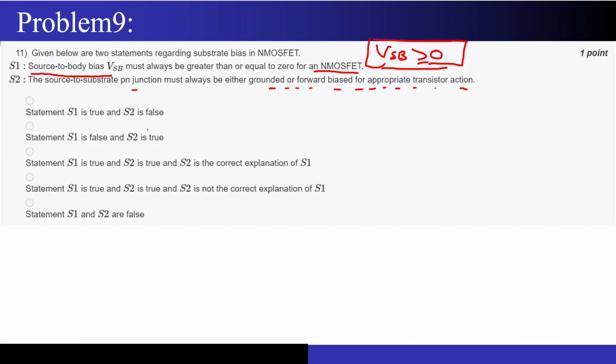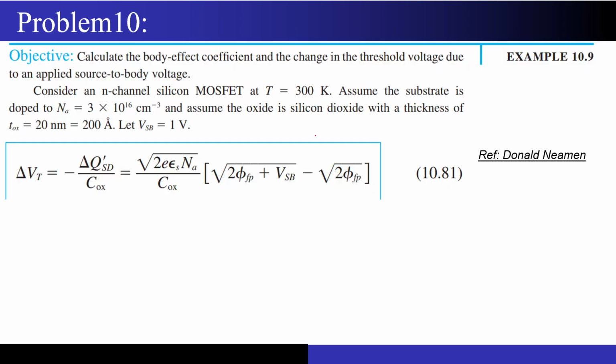Now let's go to the question. The source to substrate PN junction must always be either grounded or forward bias. See, this is a very wrong statement, right? This is a completely wrong statement. So S2 is a wrong statement. What about S1? Source to body VSB has to be always positive. Now this is a correct statement, right? So my S1 is a correct statement and S2 is a wrong statement, right? So the answer will be S1 is correct but S2 is false, right? I hope a very easy question, right? So you just need to have clear concepts.